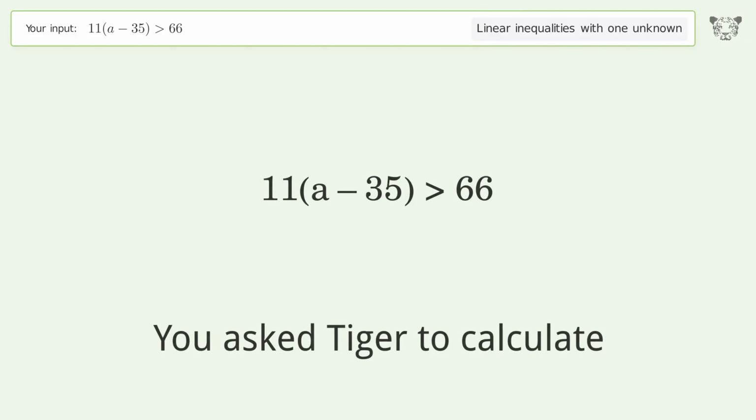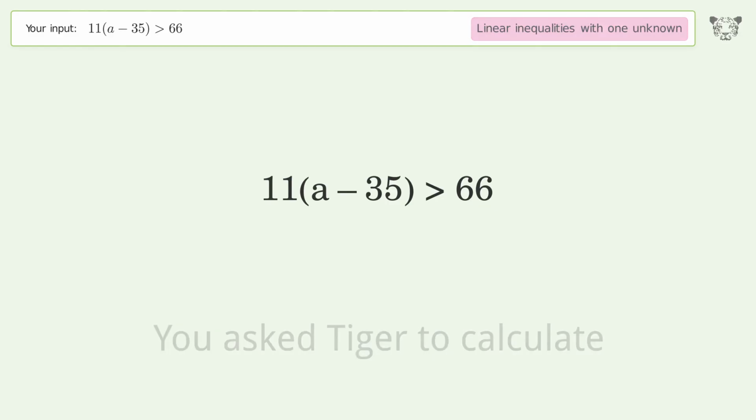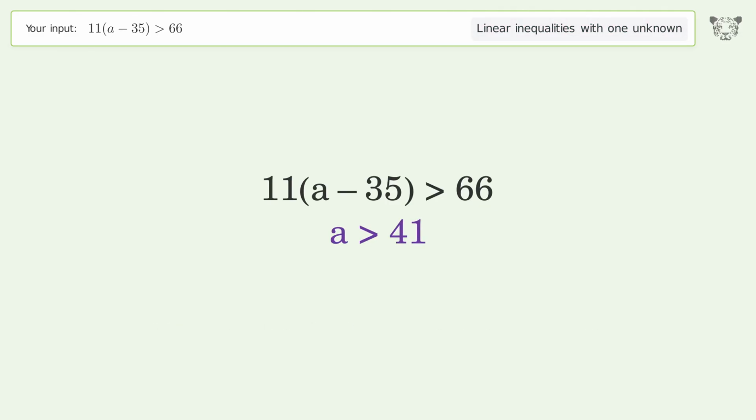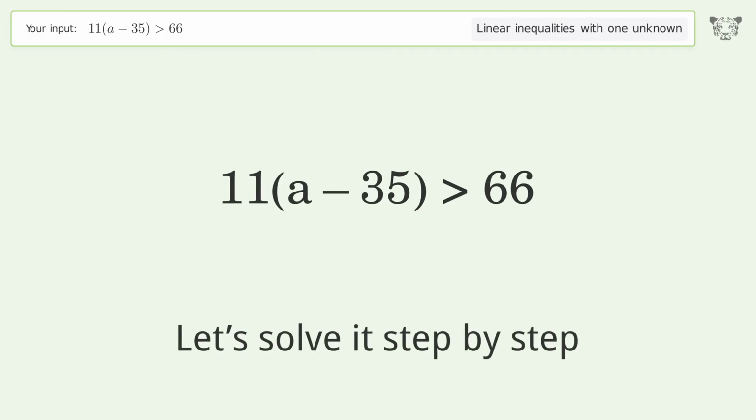You ask Tiger to calculate. This deals with linear inequalities with one unknown. The final result is a greater than 41. Let's solve it step by step.